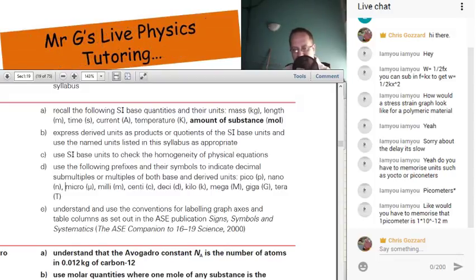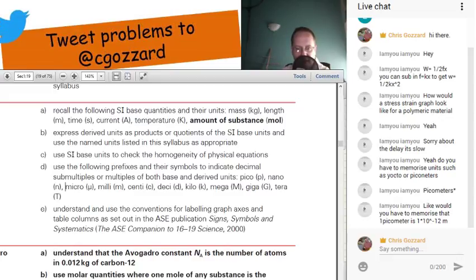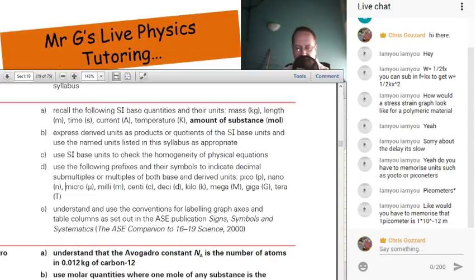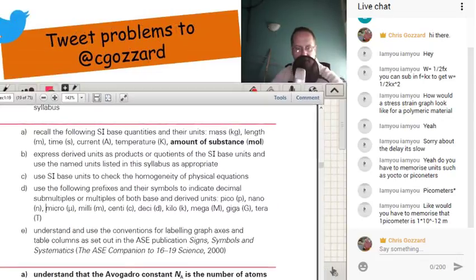Kilo is 10 to the 3, mega is 10 to the 6, giga 10 to the 9, and then tera 10 to the 12. So you just have to sit down and go through them yourself. You need to learn them, and then how to convert from one to the other, etc. Okay. Let me clear this off the screen for now.